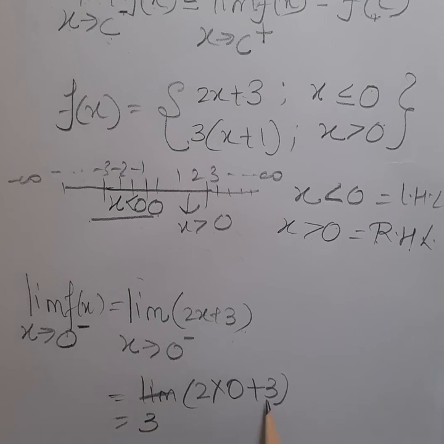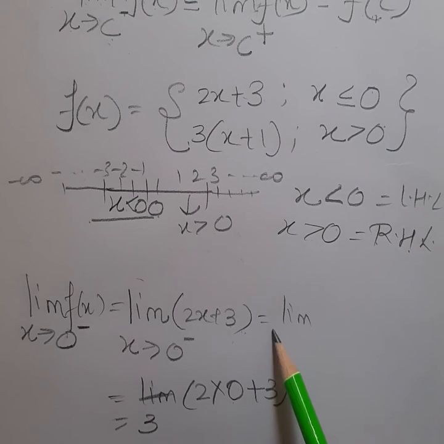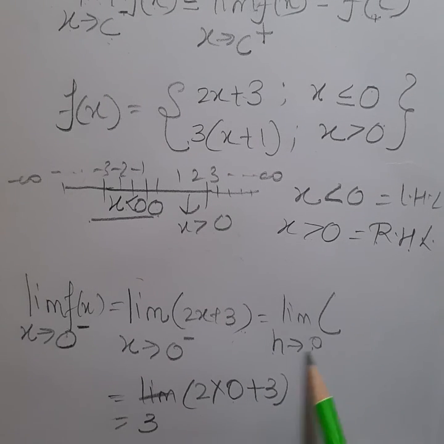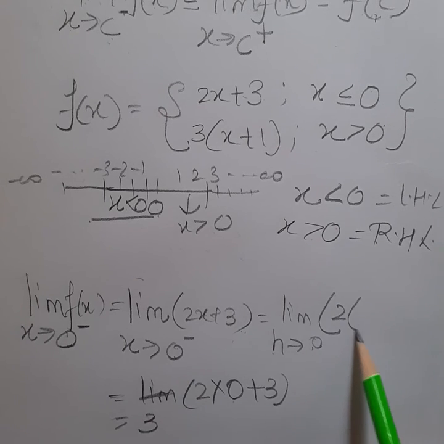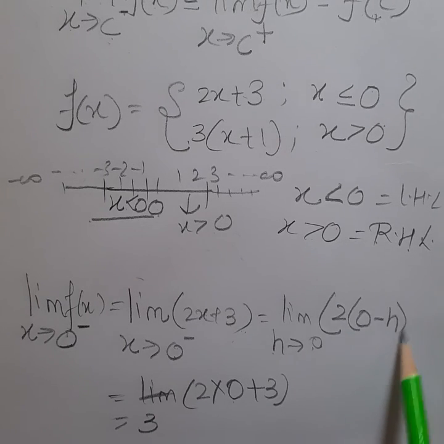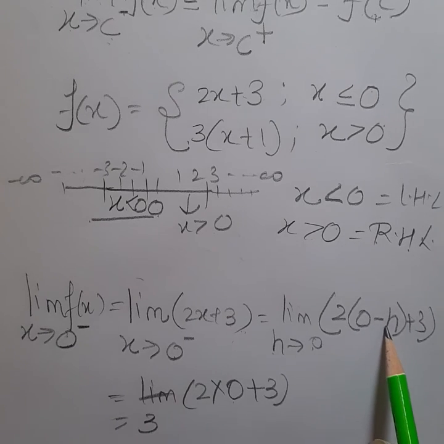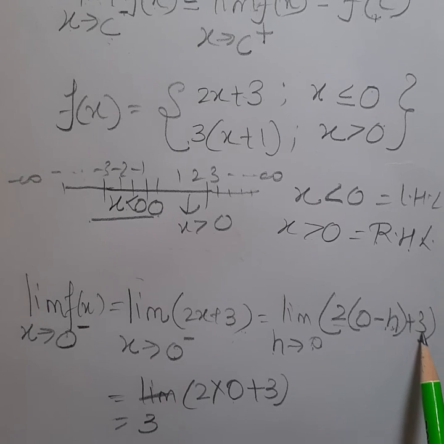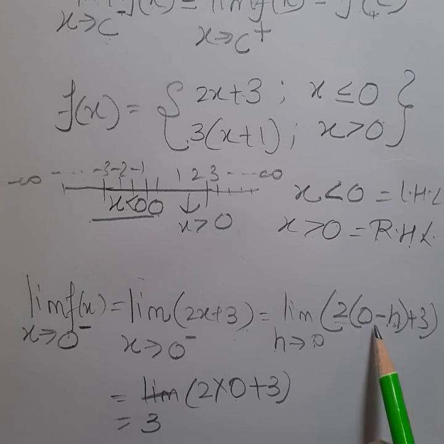But to understand the real concept, we write limit h tends to 0, where h is a value approaching 0, and this indicates our left hand limit when we write 0 minus h. Students, the value of 0 is obviously 0, and the value of h is also 0, so we put h equal to 0: 2 multiplied by 0 minus 0 gives 0, and we get the same answer, 3. But 0 minus h indicates our left hand side.